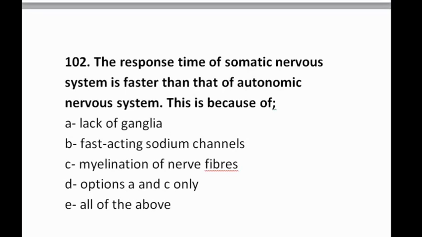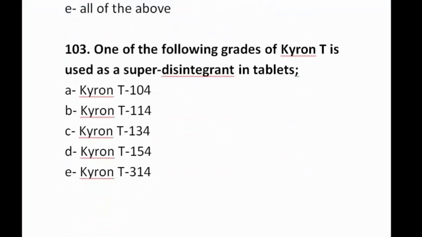Actually the somatic nervous system response time is faster than that of autonomic nervous system. It is because of these two things, that is lack of ganglia and myelination of nerve fibers. So actually the option D is the correct option, which says option A and C only. That is option A and C both are correct about the somatic nervous system, which makes it faster in response than that of autonomic nervous system. Now the third MCQ.